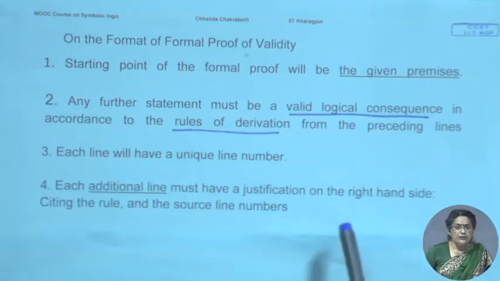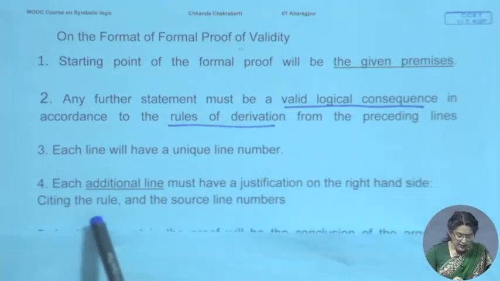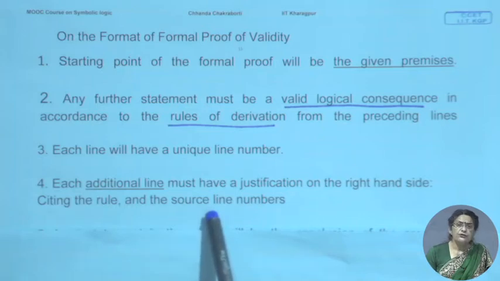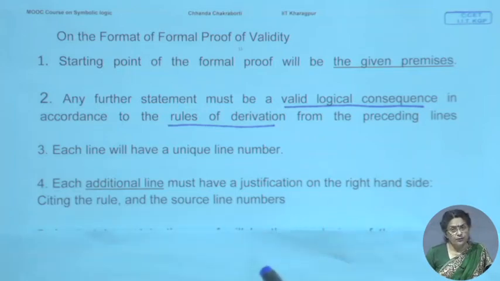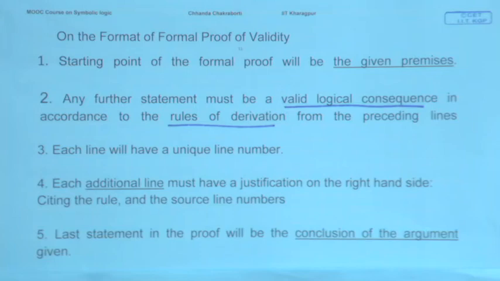We have also established that every new line that you add to the proof must have justification. As I said, you need to cite which rule of inference or which rule of reasoning you are following, and the source line number, on which line you are doing the operation. That has to be part of your justification for every new line. And this is the termination point. Your proof ends when you have derived the conclusion. Which conclusion? The conclusion that was announced as the valid conclusion of the premises right at the beginning.